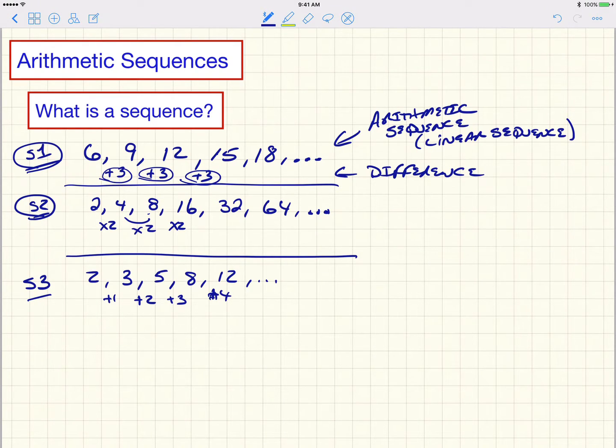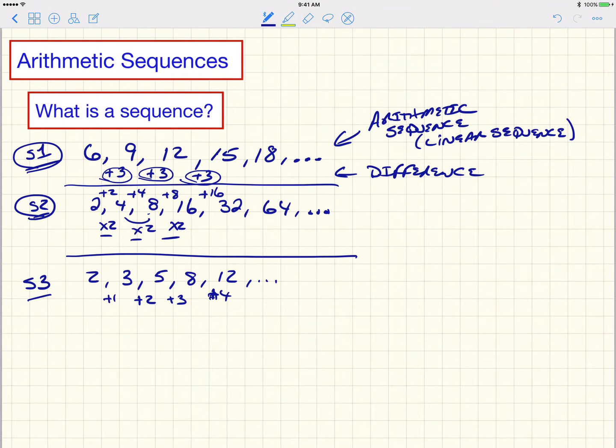So even though this looks like a constant, it really is not. Yes, we're multiplying by a constant. We're multiplying by 2 all the way down, but the difference is not constant. If we look at the difference in terms of addition or subtraction, what do we have? Between 2 and 4, we are plus 2. Between 4 and 8, we are plus 4. Between 8 and 16, we are plus 8. Between 16 and 32, we are plus 16.